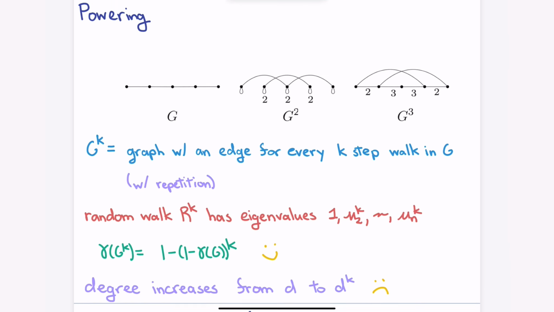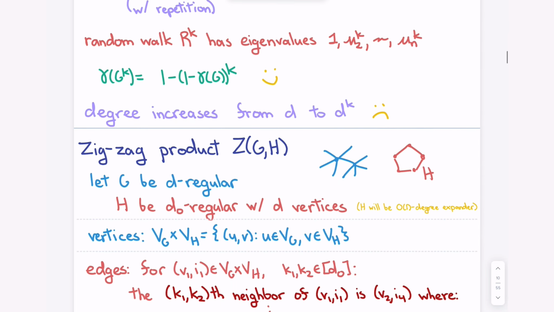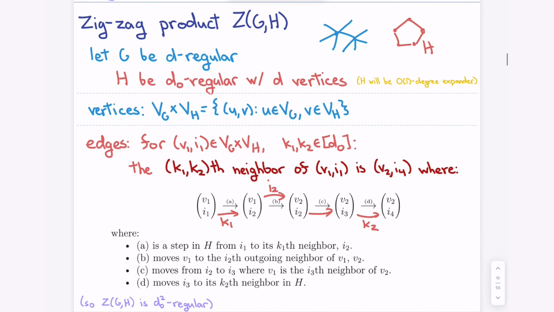So, powering: the idea is that each step becomes two steps, so you get to mix that much faster. The zigzag product was like this crazy thing, but the high level idea is, let's say you have a moderate degree 100 graph, and then you have this pseudo random number generator that chooses one of 100 each time. So when I want to take a random step in my medium degree graph, and I have to pick one out of 100 neighbors, I use this pseudo random generator to pick it.